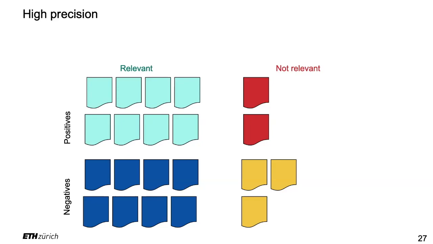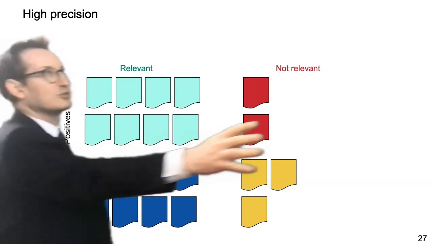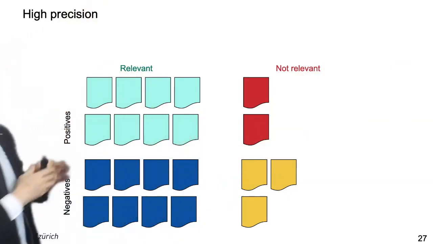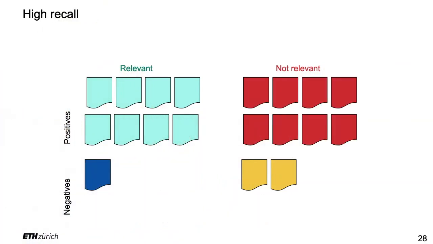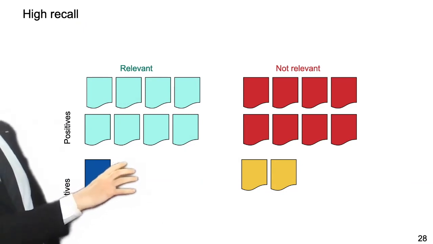Now, this here is a system for a specific query, of course, that has high precision. How do you see it has high precision? There's not a lot of false positives, right? There's not a lot of documents here. So this is high precision. This here is high recall. Why? Because there's not a lot of relevant documents that is missing, right?